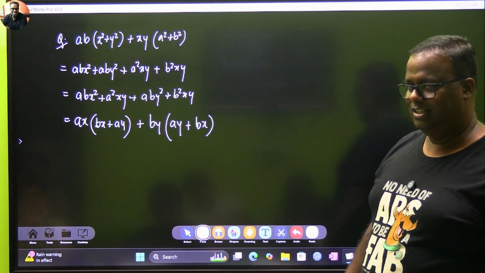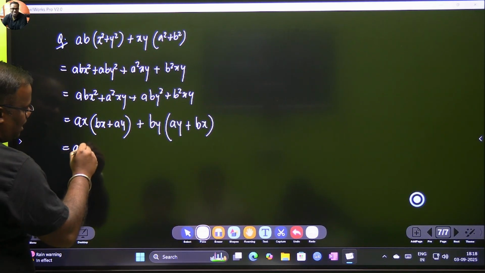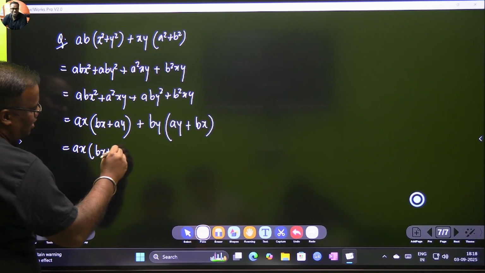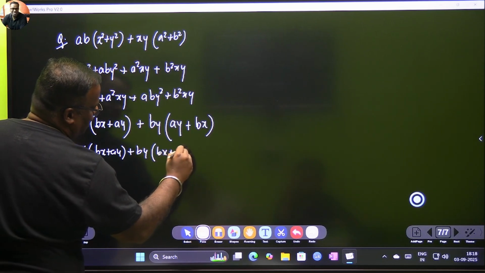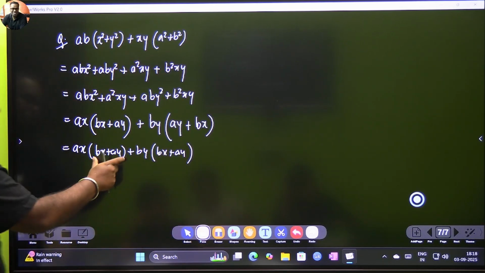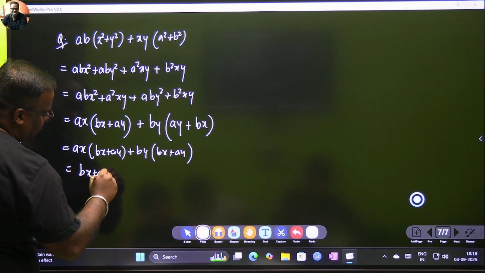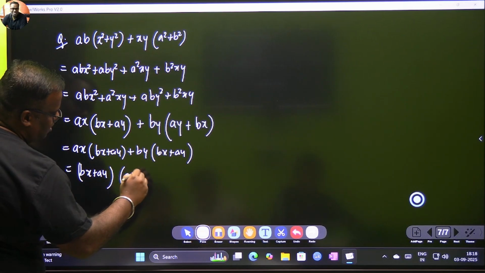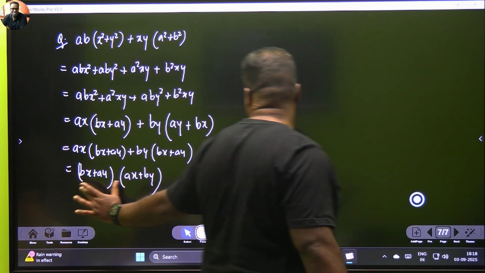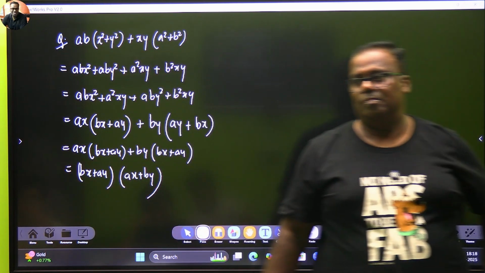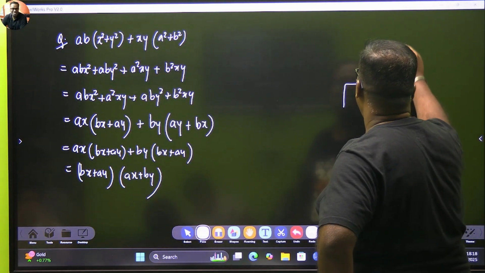This is great. So let us rearrange them properly. ax, bx plus ay plus by. Bx plus ay. Now are your eyes able to see the dog and the dog? So take the dog common. (a plus b)(x plus y). What a nice problem. We abolished this plus sign and we brought it into factors. Job is done.